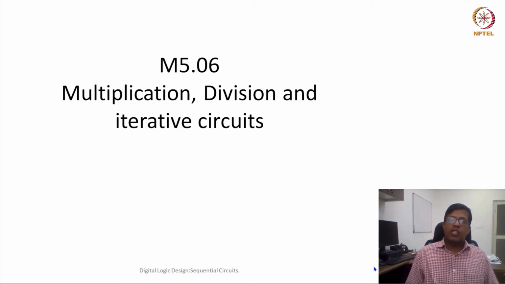And we also saw another concept in our previous lecture, pipelining, where throughput can be increased with sequential circuits. Today we are trying to see similar applications of finite state machines in other arithmetic circuits like multiplication and division, and then we'll generalize it as iterative circuits.